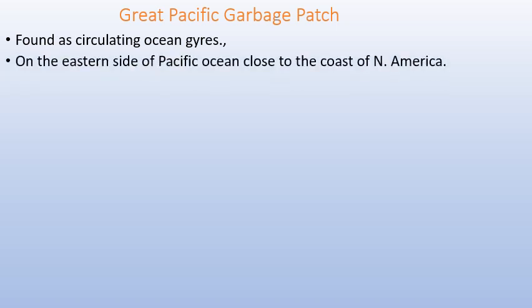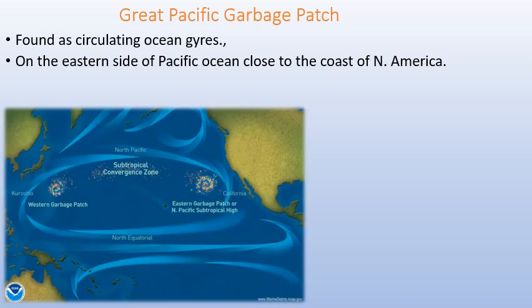It's found in the eastern side of the Pacific Ocean, close to the coast of North America. So here you can see the Pacific Ocean, where you see China and some parts of Asia on the left, and the western side of the United States of America and the North American continent on the right. Between these two continents lies the biggest ocean in the world, the Pacific Ocean, and you have a western garbage patch and an eastern garbage patch. The most shocking thing is both these garbage patches are also connected together by the subtropical convergence zone, which is written there.